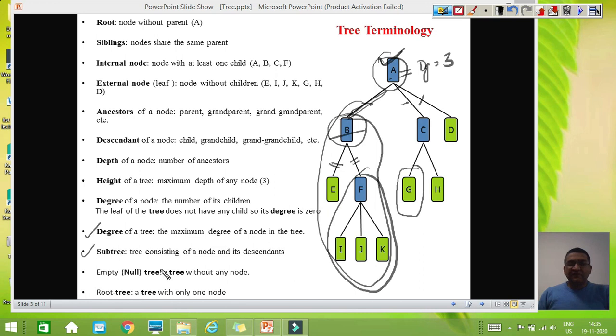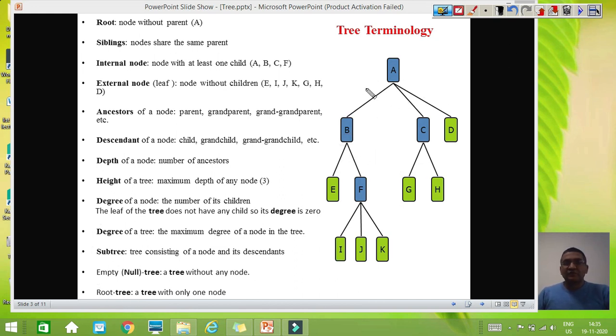Empty tree is a tree which does not contain any node. So initially when you start implementing, when you start working on it, your tree is empty, and we call it a null tree or empty tree, a tree without any node. Then we have the term root tree. So when there is only one node present in the tree, then it is said to be a root tree. Okay, so these are the important terms which are often used when we talk about trees.